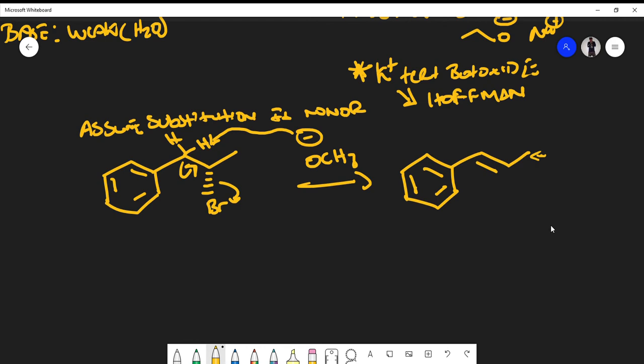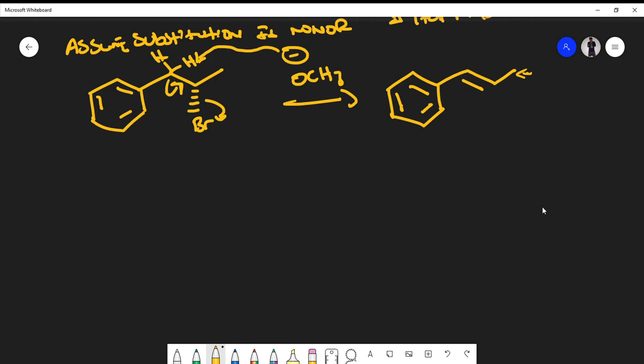So we said an E2 reaction: a secondary alkyl halide, and the base is really strong. So that will be an E2 reaction. How about this one? Can you tell whether this will be an E1 or an E2 reaction?